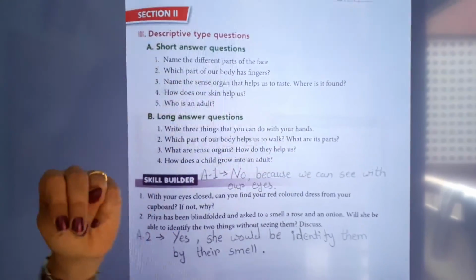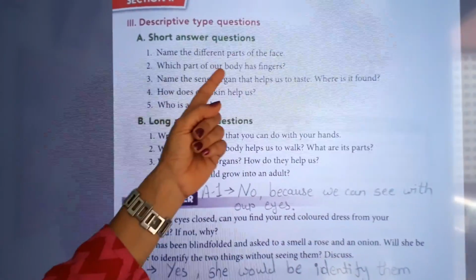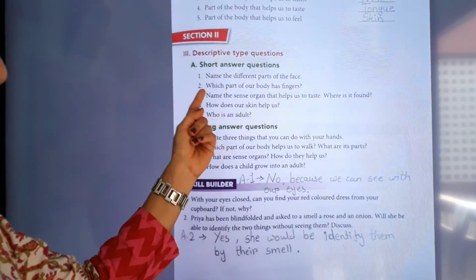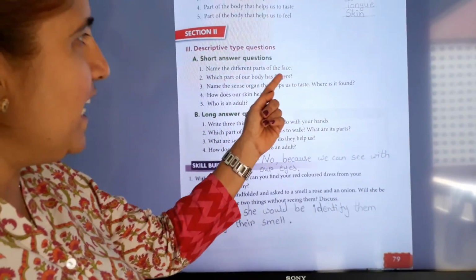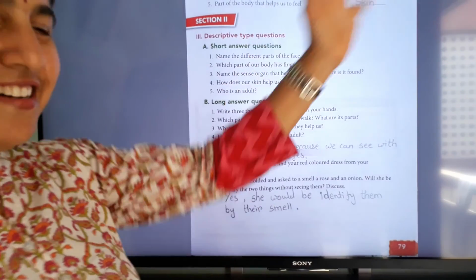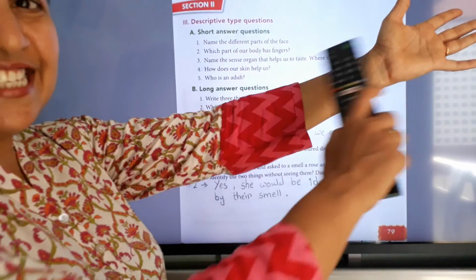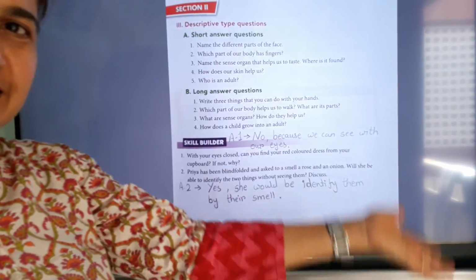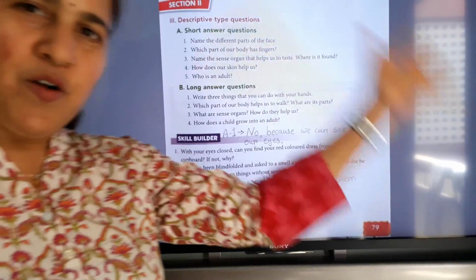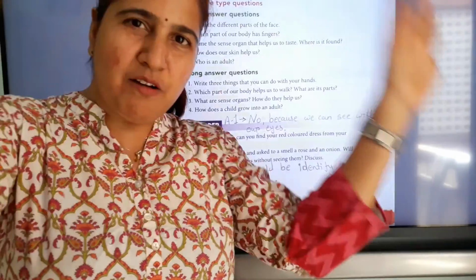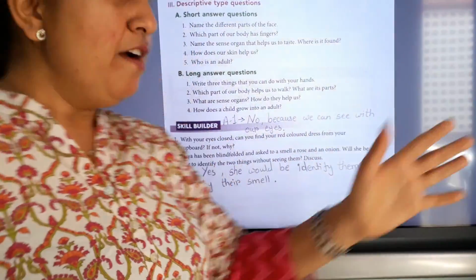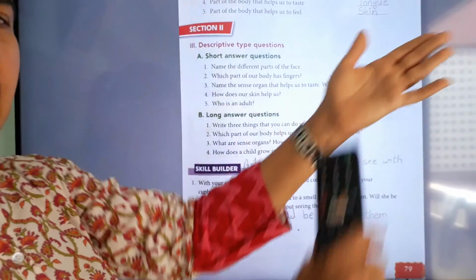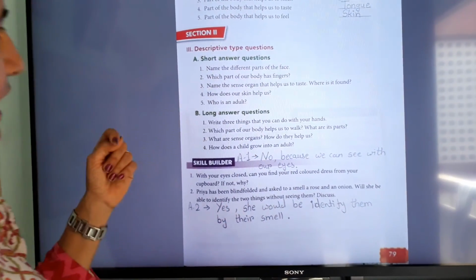Number 2. Which part of our body has fingers? Which part is this? Hand. Our hands have fingers. So what will we write? Our hands have fingers on them.